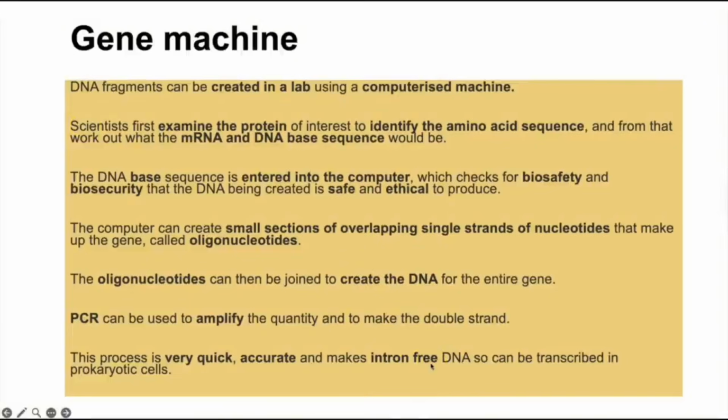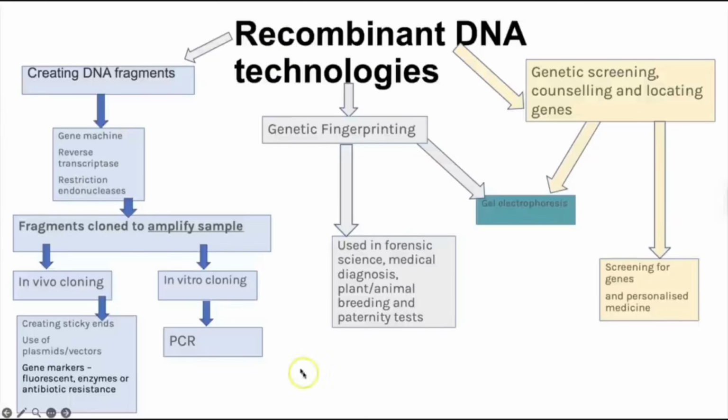And the reason we think intron-free is an advantage is prokaryotic cells don't naturally have introns. That means they don't have the cell machinery to splice introns out. So if we're going to be putting the gene into a bacteria, we need to remove the introns because they can't. So having it intron-free in the first place is a big advantage.